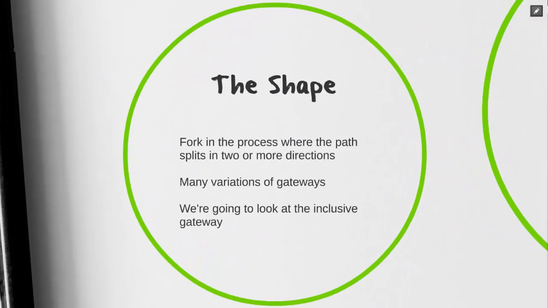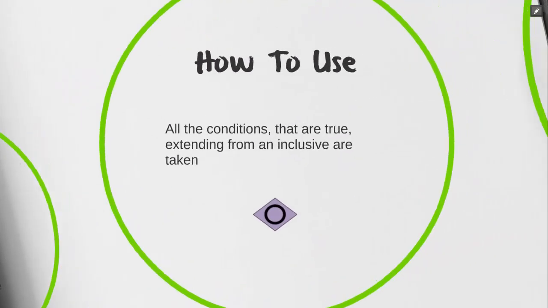This shape belongs to the family of gateways, and there's actually many variations of gateways. Similar to its peers, it creates a fork in the process where the path could split into two or more directions. Today we're going to look at the inclusive gateway in specific. The way that we use this shape is that we would follow all of the paths where the conditions are true. So this means that we could be following one or more paths.